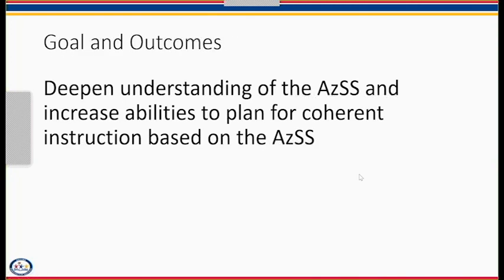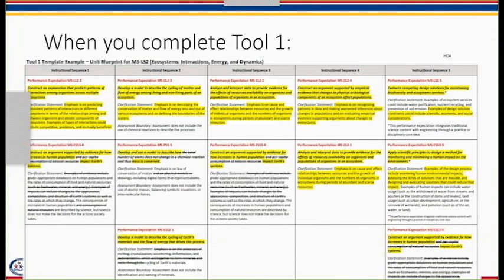So today I would like to really make sure that we deepen our understanding of the Arizona Science Standard and increase your abilities to plan for a very coherent instruction based on these science standards. So I'm going to give you an idea of the end goal in mind.